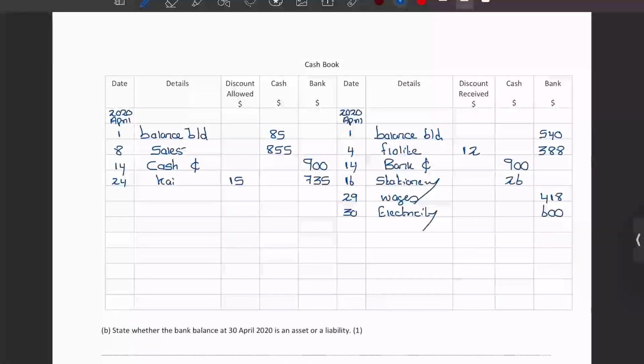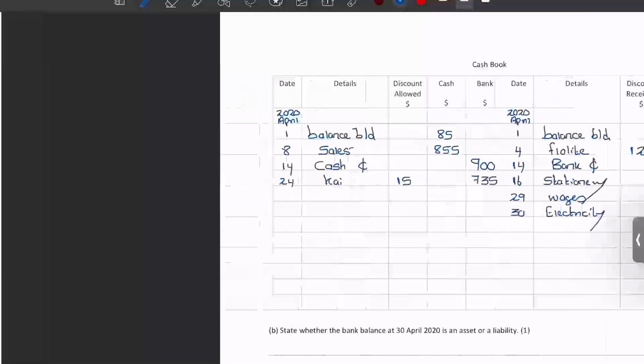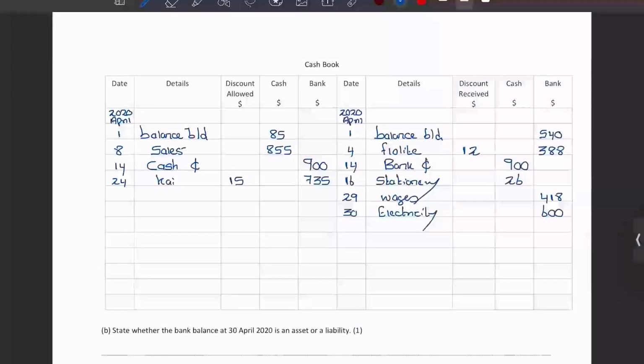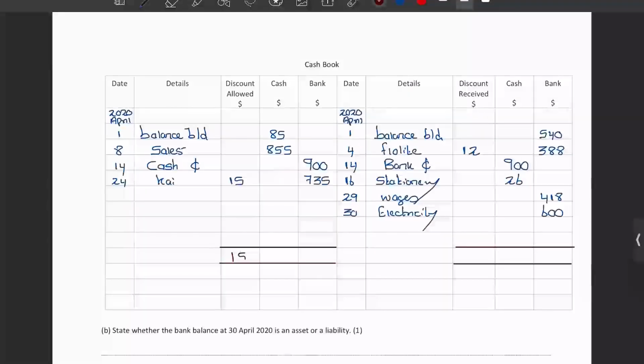Everything entered. Balance it and get the balances. And they are giving you 14 marks for this. Let's balance it. So this is the second question under cash book done. Discount allowed and discount received: you don't balance. You just enter the total figures. So discount allowed is 15 and discount received is going to be 12. Just enter the total figures there.